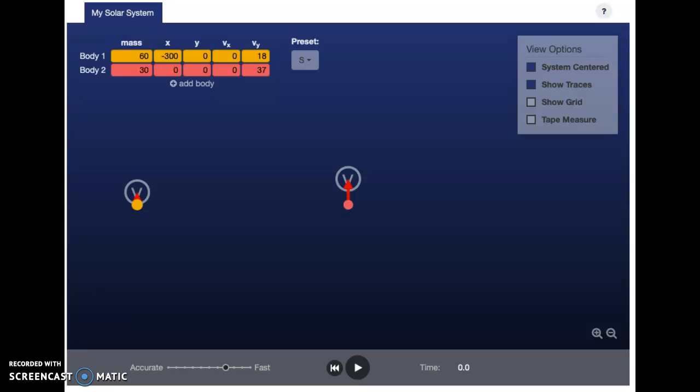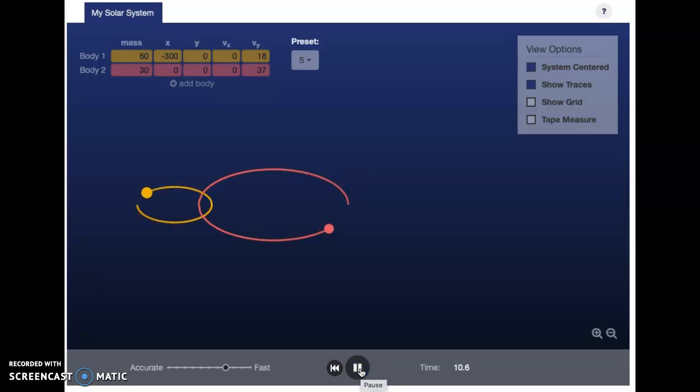Okay, here I've set it up with the two masses in the problem and the separation of 300 and the velocities that we determined, and the simulation looks like this. Okay, that's not what we expected. Pause your video and figure out what went wrong.